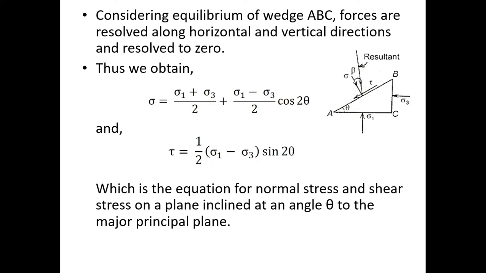So now how can we use this for the stress system in soil? We will see. Considering the equilibrium of the wedge I just showed you, the wedge ABC, you can easily resolve the forces in the horizontal and vertical direction, and you can get the equations for normal stress and shear stresses, as you can see here. So you can see the figure here, resolving these forces in the horizontal and vertical direction, you will get the expression for sigma and tau as this. Alright, very simple resolution. So you can obtain these equations.